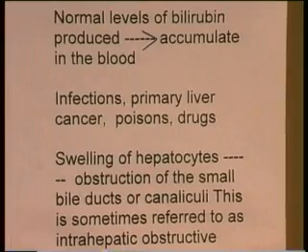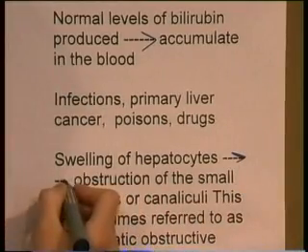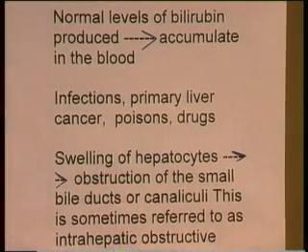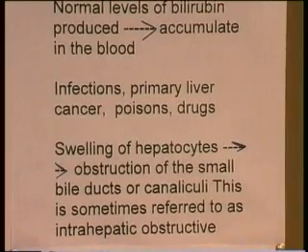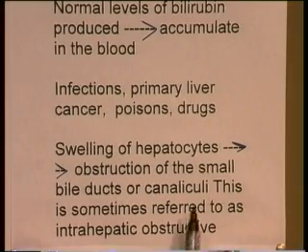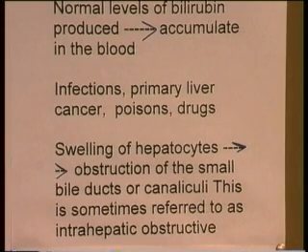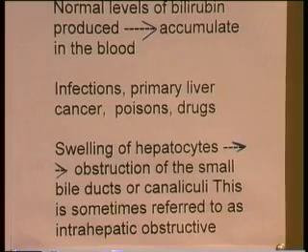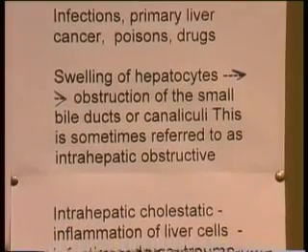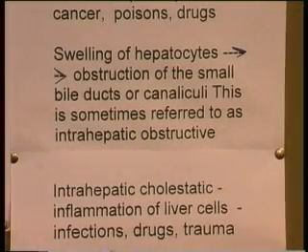Alternatively, if there's swelling in the liver, there's a swelling of the hepatocytes, the liver cells are swollen, and this is going to obstruct the small bile ducts. The canaliculi in the liver are going to be obstructed. These won't be able to deliver the bile to the right and the left common hepatic duct. So it's sometimes referred to, yes, it's obstructive, but it's in the liver. So it's intrahepatic obstructive jaundice. So intrahepatic jaundice causes cholestasis. It's a cholestatic thing.